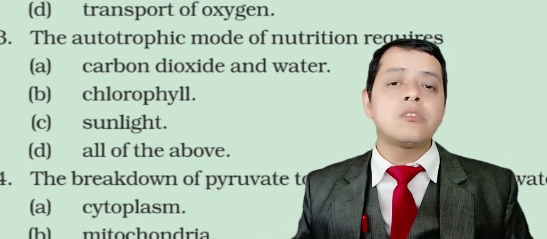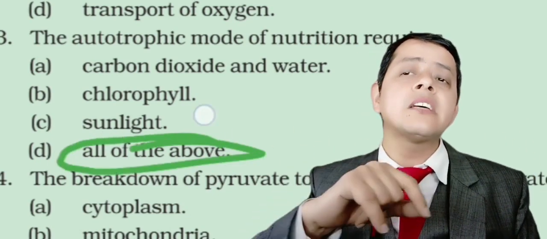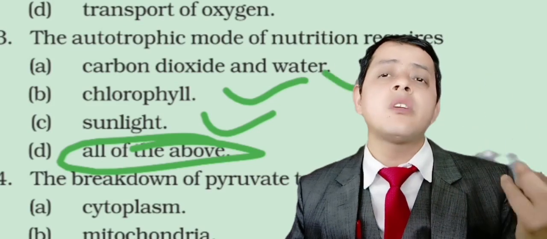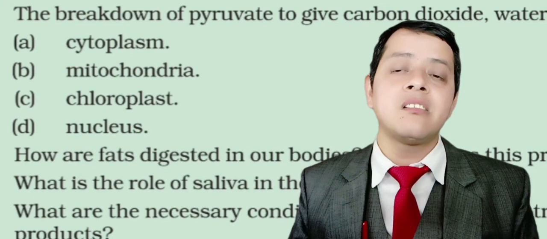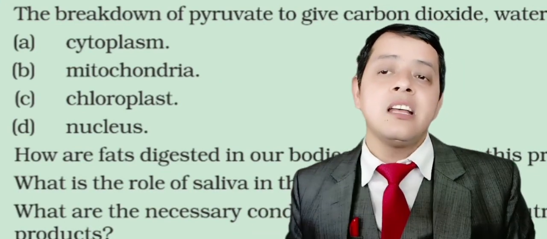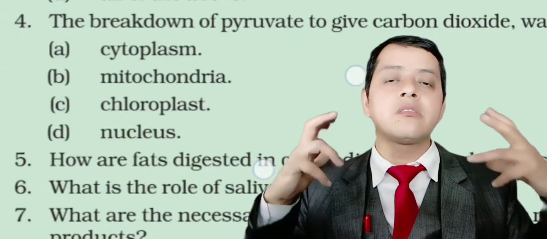Breakdown of pyruvic acid to give carbon dioxide and water. Cytoplasm? No, that is formation of pyruvic acid. Mitochondria. Yeah, the answer is mitochondria. It's not chloroplast. It's mitochondria. It's not nucleus. So these are some of the objective questions which are going to come in your exam.